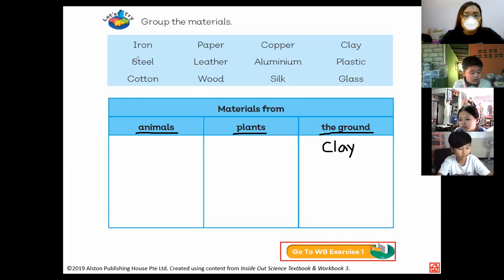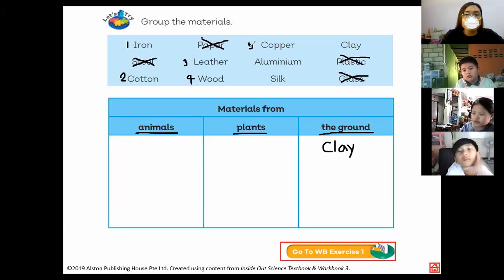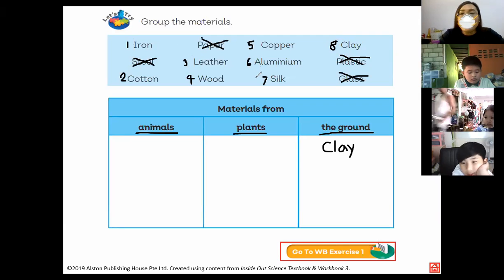But do not include this one still. Do not include this. Erase this. Paper also. And plastic, do not include this. Crush this one. And glass. So only this one: 1, 2, 3, 4, 5, 6, 7, and 8. So only 8 different materials, okay?